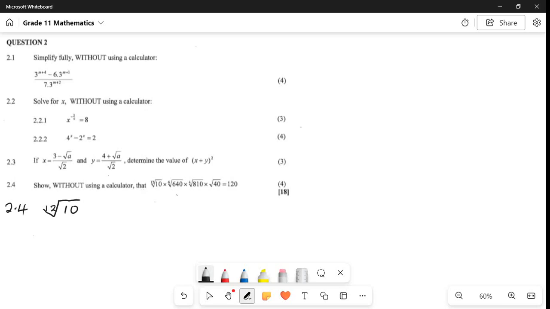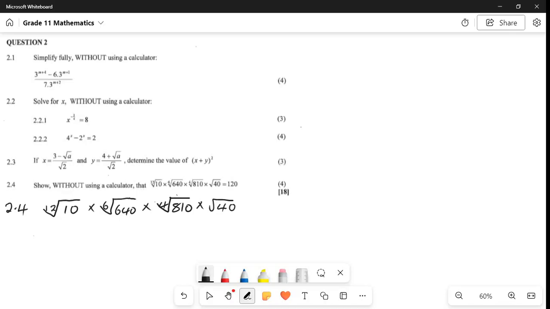Remember, the 12th root of 10 is different from 12 square root of 10. 12 square root of 10 would be like this, but what we are dealing with here is the 12th root of 10, times the 6th root of 640, times the 4th root of 810, times the square root of 40.